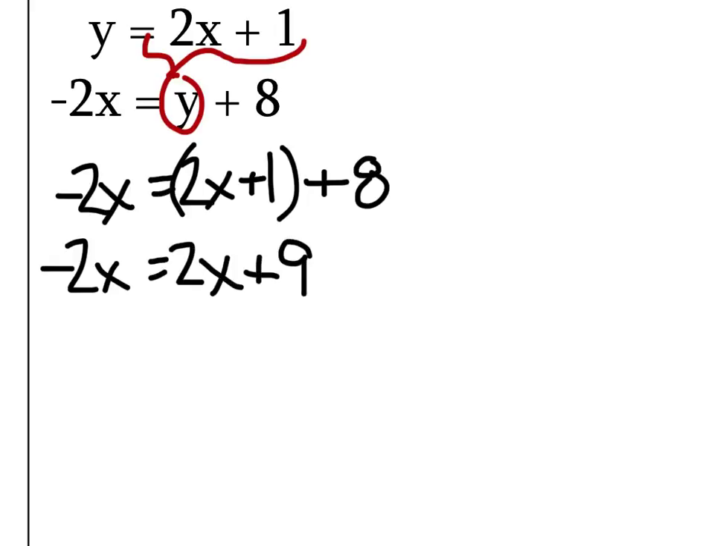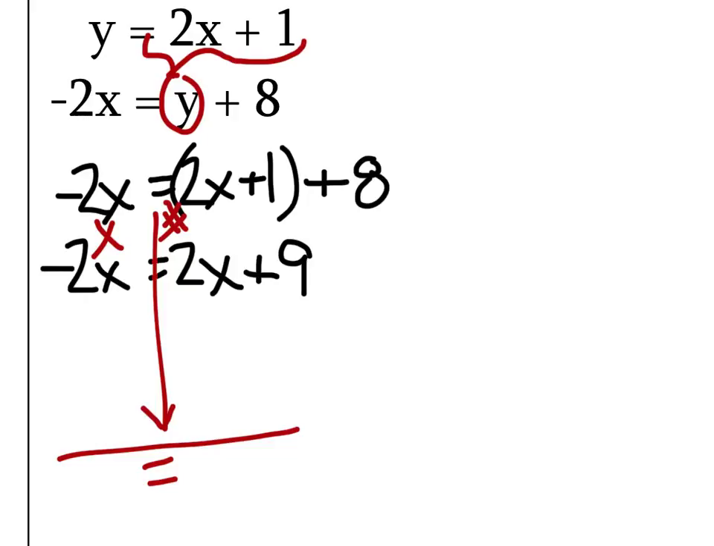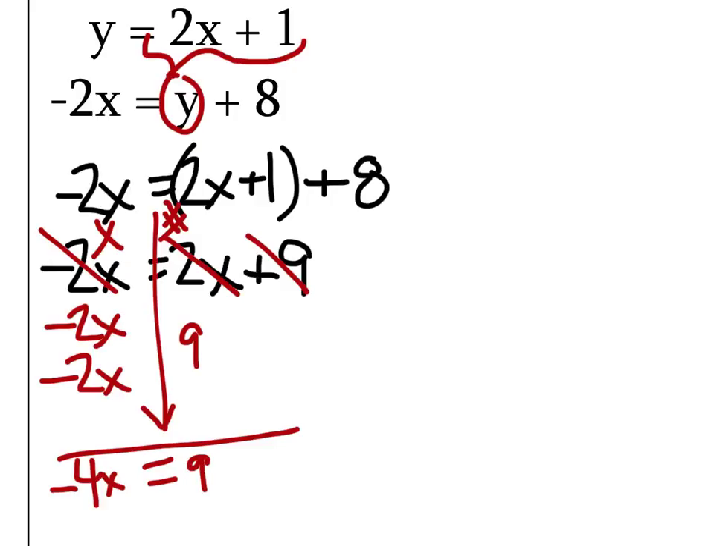So play the switch and stay game if you want. It equals x's and numbers: negative 2x minus 2x, 9, that's a negative 4x equals 9. Well, yeah, this definitely will be a decimal. What you're going to get is x equals negative 9/4. Well, it looks like this is not a special case at all.